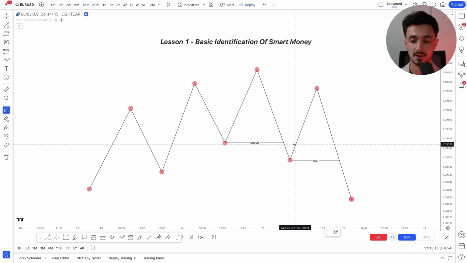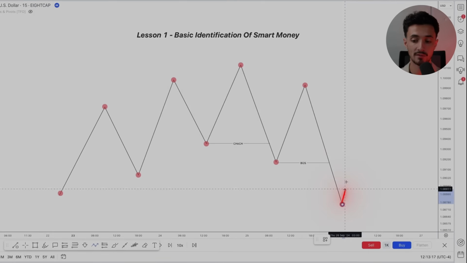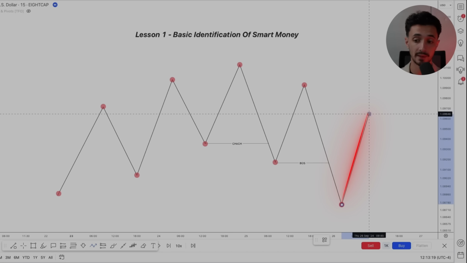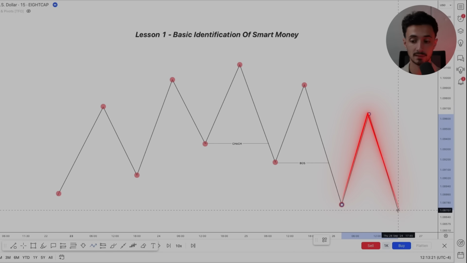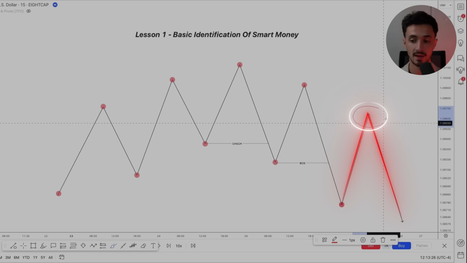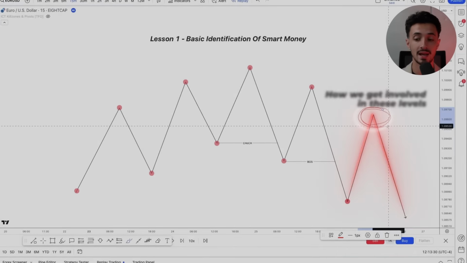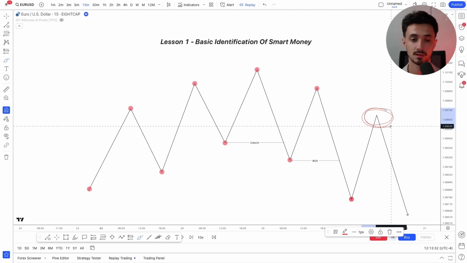In a bearish market, it's very simple. What we wait to do is we wait for price to come back up into these levels, and then we expect price to trade lower again. And our job is to identify how we get involved in these levels. And that's what I'm going to share with you in the next few lessons.